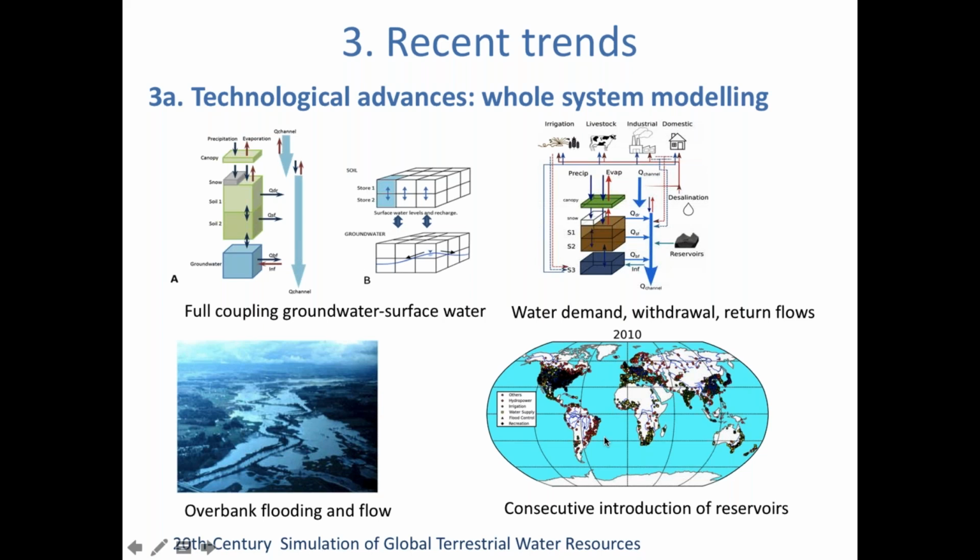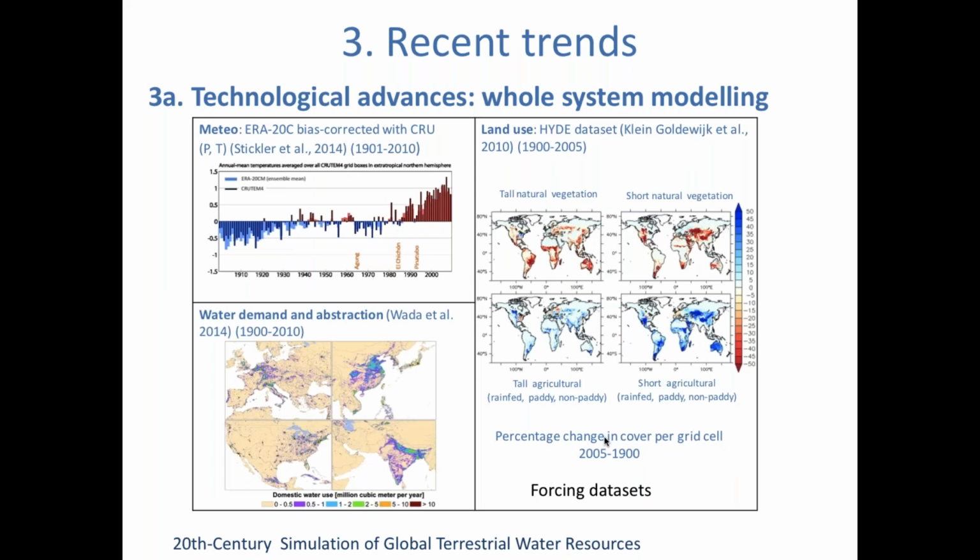And all the reservoirs are in there as well. They are consecutively added from 1950 on. You can actually then force this with 20th century land use change, also with what is called ERA-20C, which is a reanalysis product from ECMWF that tries to estimate basically past weather from 1900 to now, and also force it with, in this case, Yoshihara's estimates of water abstraction over the last century.